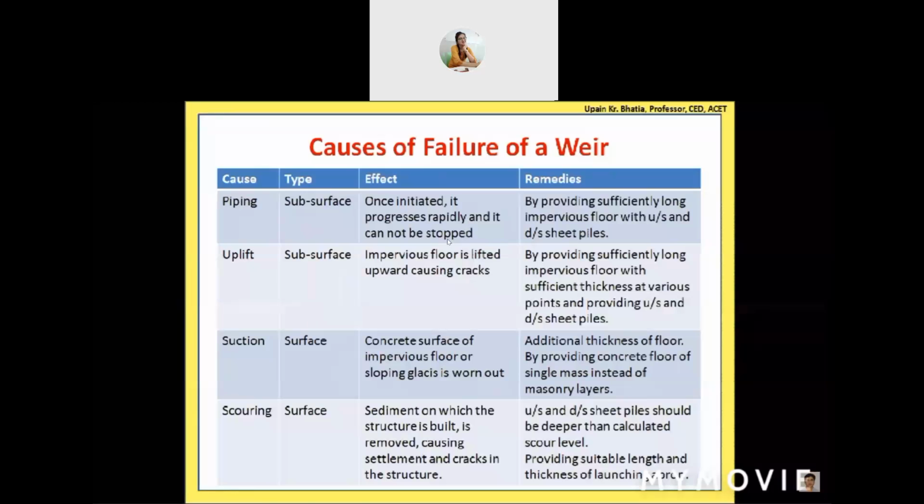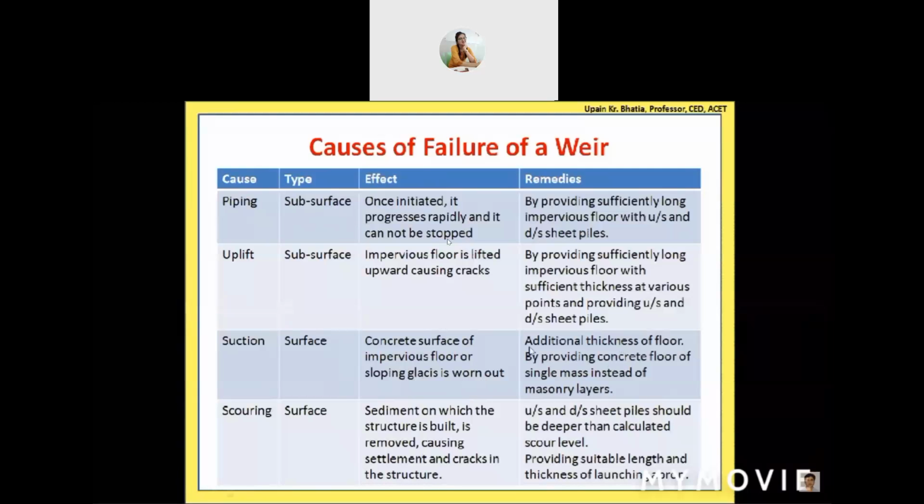then in that particular case, the water will have a suction effect on the concrete structure or the floor or the glacis or the spillway on which it is sliding, and any loose aggregate or any loose portion of the floor or the concrete surface will be pulled out. So the concrete surface of the impervious floor or sloping glacis is worn out because of this suction effect of this high velocity water jet.